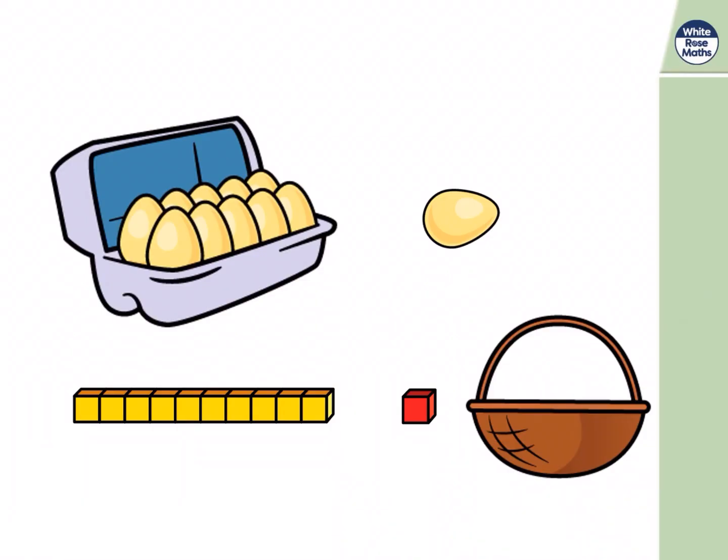Here we are with our eggs again. 11 eggs to begin with. I'd like to put 2 eggs in the basket. I wonder how many eggs I would have left then. Let's do it with base 10 first. 1 cube goes in. Right, I just need to break off another cube here from this 10 rod. I can't break it off. What am I going to do?